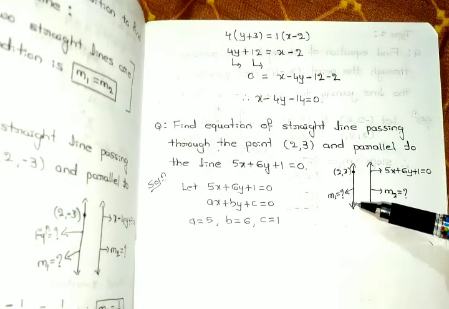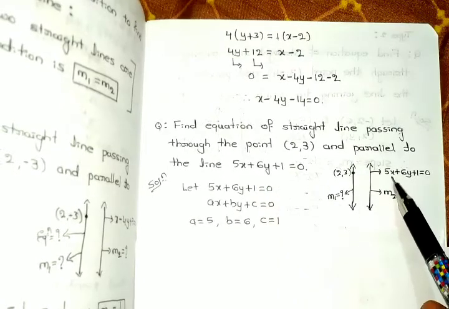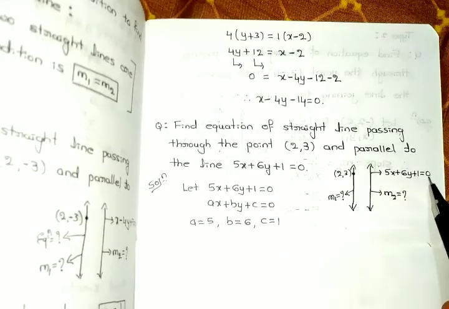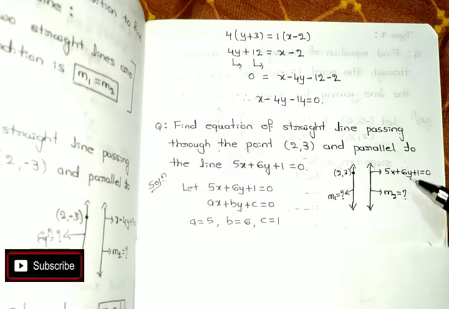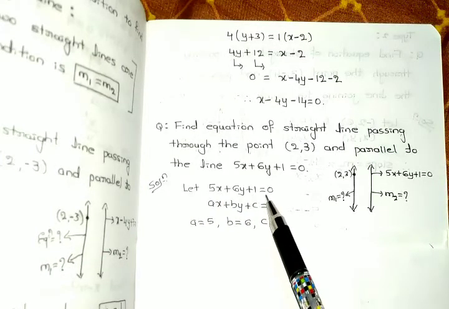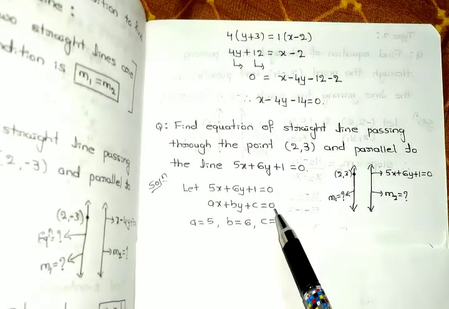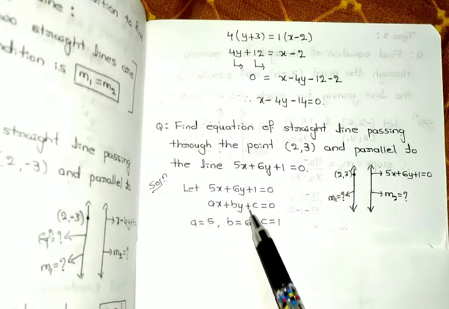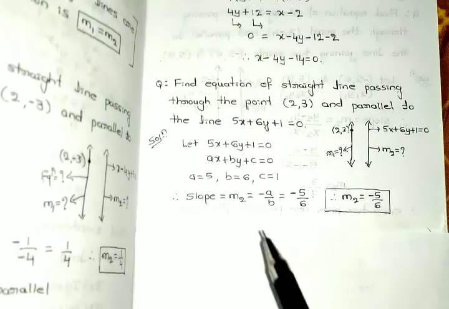Again, what they are telling is this line is parallel to one more line. That second line's equation is already given. What is that? 5x plus 6y plus 1 is equal to 0. Here m2 is question mark, meaning the second line's slope you don't know. So first we need the m2 value. Therefore we are going to consider the second line equation, that is the solution. Let 5x plus 6y plus 1 is equal to 0. So it is of the form ax plus by plus c is equal to 0. So a is equal to 5, b is equal to 6 and c is equal to how much here? 1.